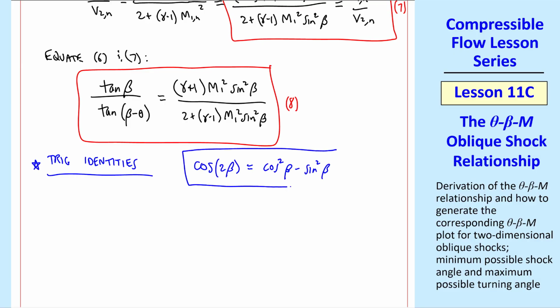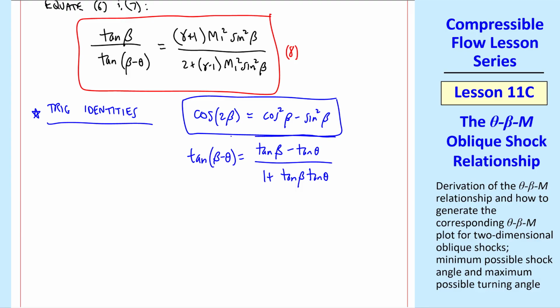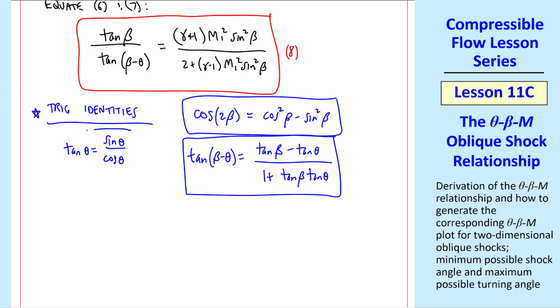This one many of you will remember. Cosine of 2 beta is cosine squared beta minus sine squared beta. And you probably don't remember this one. Tangent of beta minus theta is tangent beta minus tangent theta over 1 plus tangent beta tangent theta. I had to look that one up myself. Of course, we have our standard identity tangent theta is sine theta over cosine theta. And cotangent beta is 1 over tangent beta.